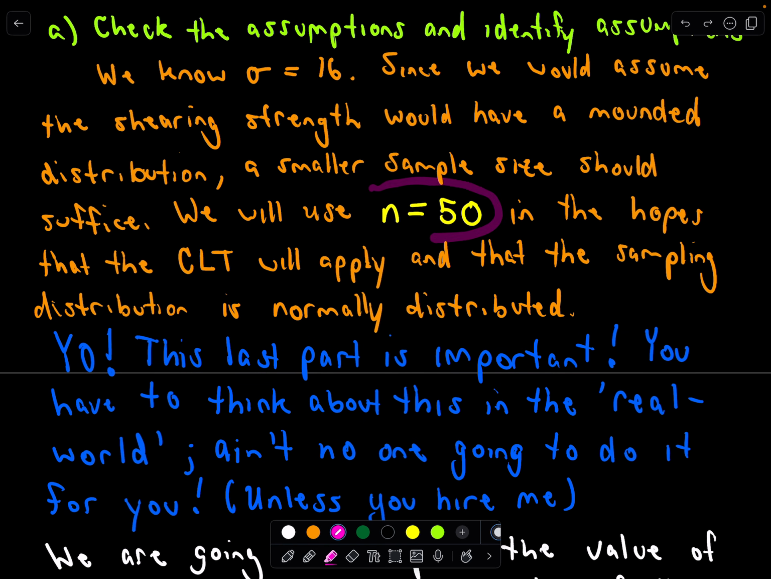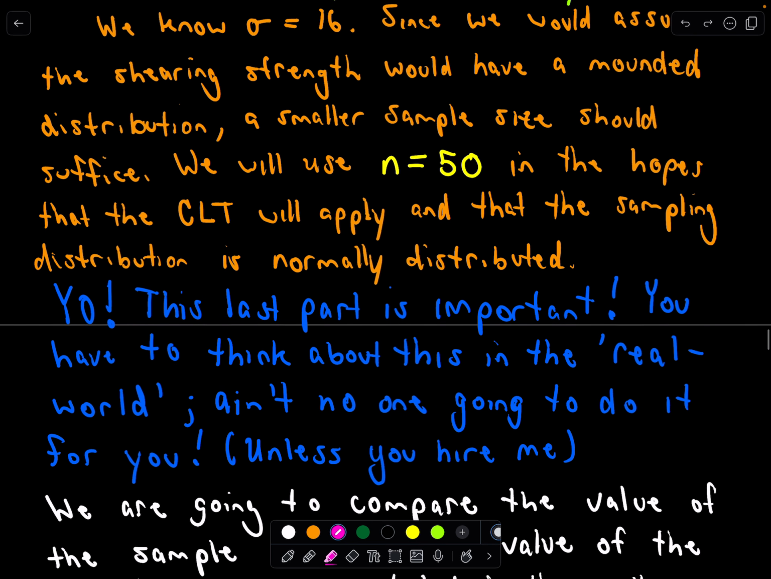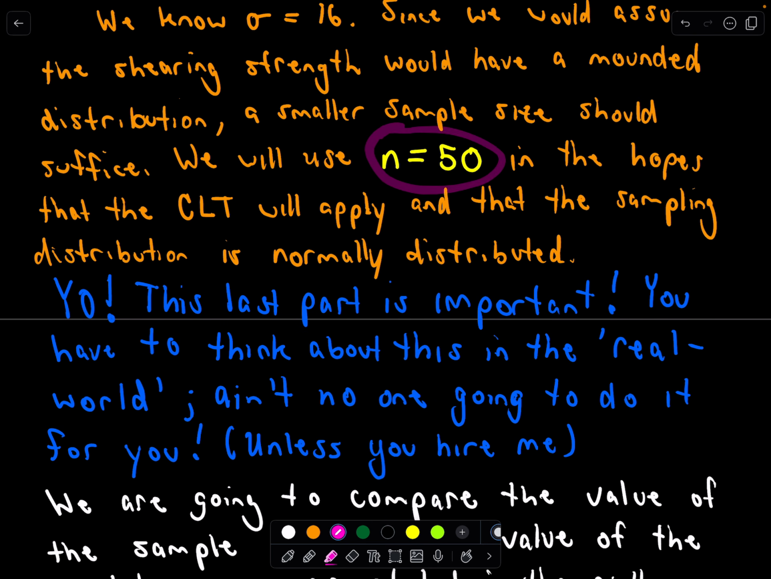Now, there's the size of the sample we're going to take. Maybe it's expensive to test bolts, and you don't want to take a bunch. Maybe you don't need to take a bunch. Maybe it's cheap to collect bolts and to make them and to break them, so it's no big deal to use 5,000 bolts. It doesn't matter in that case. This is something where a statistician has to make a judgment call. So we're going to use n equals 50, not a large amount, in the hopes that the central limit theorem is going to apply and that the sampling distribution is going to be normally distributed. So these are some assumptions we're making.